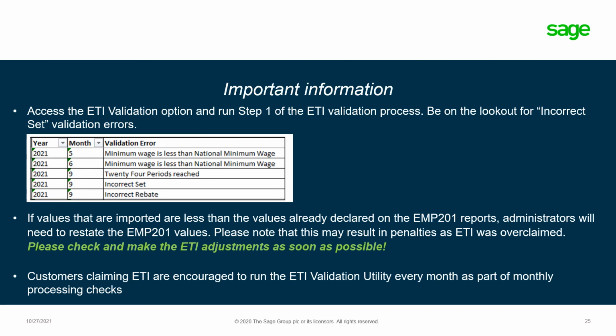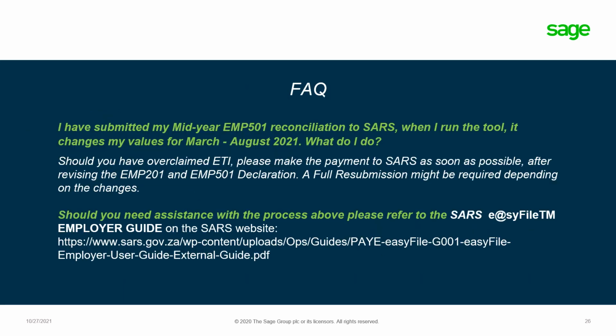Be on the lookout for the incorrect sets or incorrect rebate validation errors. If values that are imported are less than the values already declared on your EMP 201 report, the administrator will need to restate the EMP 201 values. Please note that this may result in penalties as ETI was overclaimed. Please check and make the ETI adjustments as soon as possible. Customers claiming ETI are encouraged to run the ETI validation utility every month as part of their monthly processing checklist.